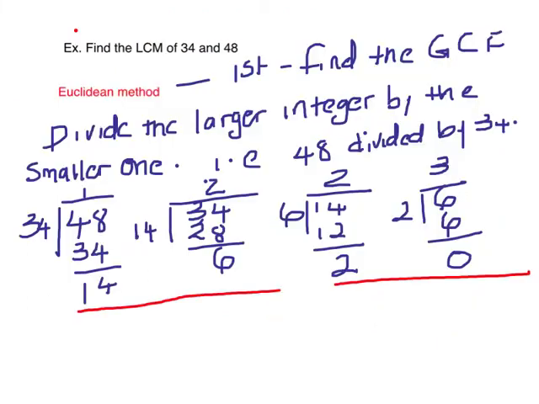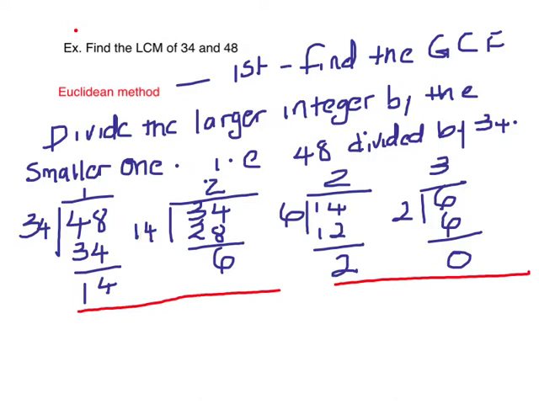Now find the LCM of 34 and 48 using the Euclidean method. If you remember very well, you divide the larger integer by the smaller one all the way through until you get 0. So the larger integer is 48. You divide it by 34. When you divide 48 by 34, it goes 1 time 34. You subtract, you get 14.